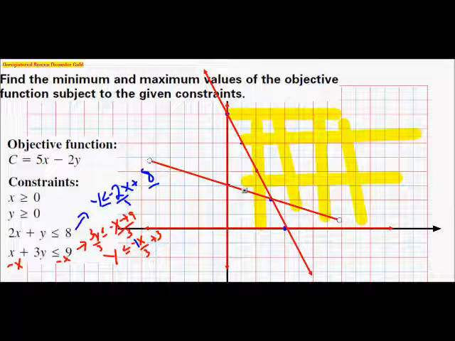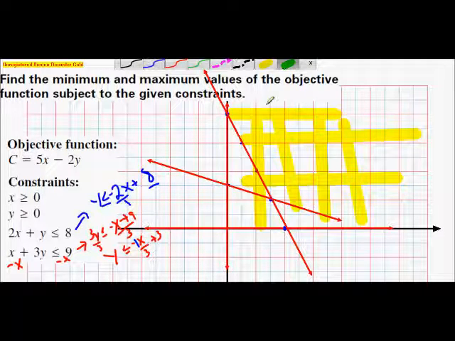Okay, so what we need to worry about now is where we're going to be shading. And we know it's going to be in the first quadrant because of these first two constraints. The second line says y is less than. When it's less than, it means it's below the line. So this is the y is less than or equal to negative 2x plus 8 line. So it's going to be below this line, so it's going to be down here.